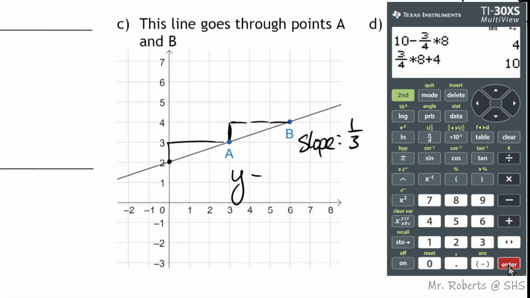This one is y is up 1 over 3 times the x, right? That's m times x, and then plus a y-intercept of 2. So that is the answer for C.